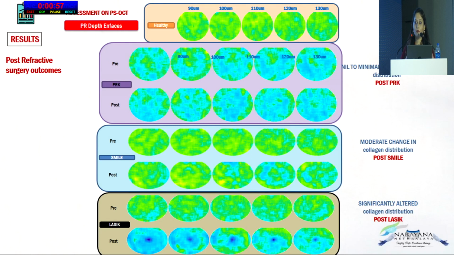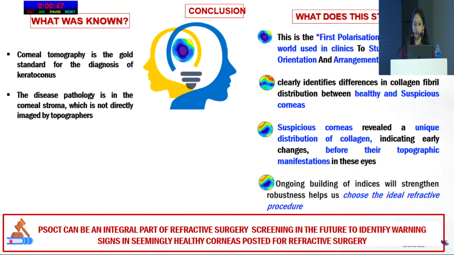We also studied how the post-refractive surgery patients behave, and we found that there was nil to minimal change in collagen distribution in patients post-PRK surgery, followed by SMILE and LASIK. So this is the first polarization sensitive OCT in the world which is used in clinics to study the orientation and arrangement of the collagen fibers. It helps us to differentiate healthy from suspicious corneas, because suspicious corneas do reveal a unique distribution of collagen, indicating early changes before their topographic manifestations have started. So it can be included in our refractive surgery screening in future as we go on.